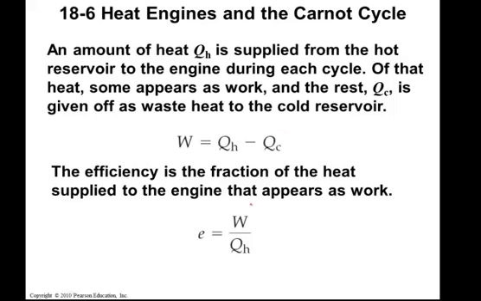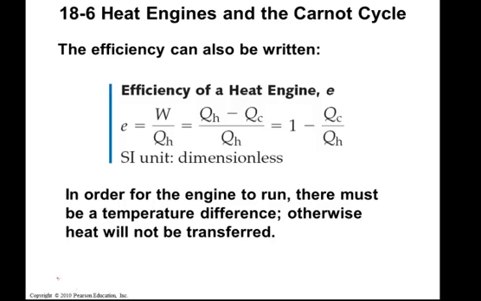So I'm going to take my work and divide by Q hot, in other words, the heat of the hot reservoir. And I can also write the efficiency. So I said it was work divided by Q hot. Work is Q hot minus Q cold, over Q hot. So I could break this up. This would be 1 minus Q cold over Q hot. And the efficiency does not have a unit on it.